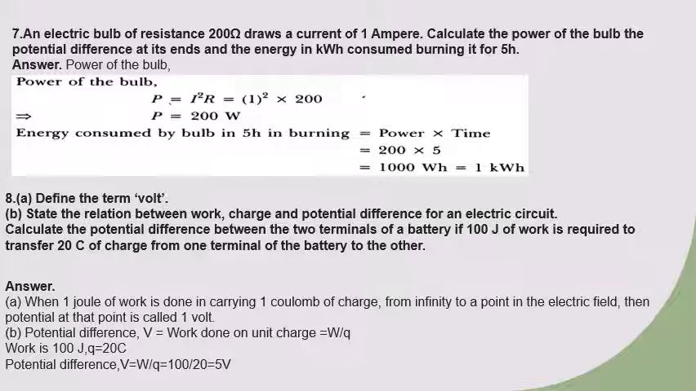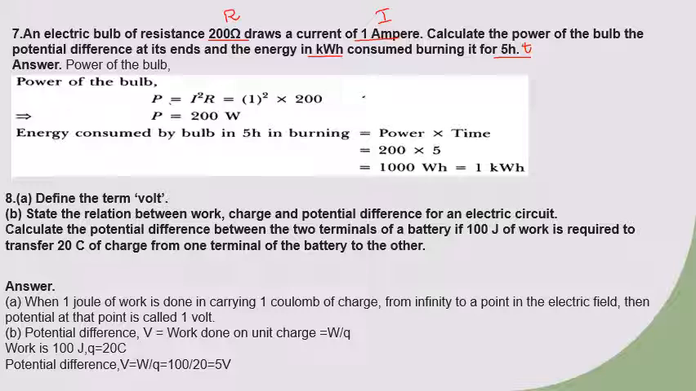Number 7, children. An electric bulb of resistance 200 ohm, that is R, draws a current of 1 ampere, that is I. Calculate the power of the bulb, the potential difference at its ends, and the energy in kilowatt hour consumed by burning it for 5 hours. 5 hours is the time given for it.